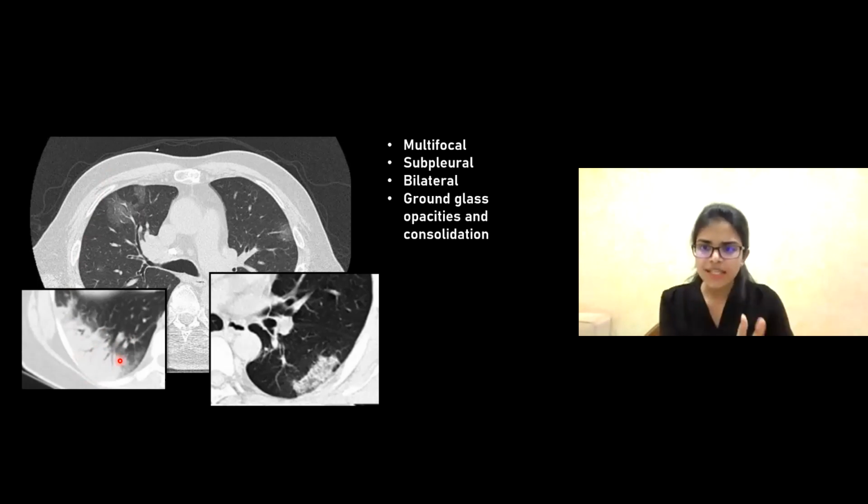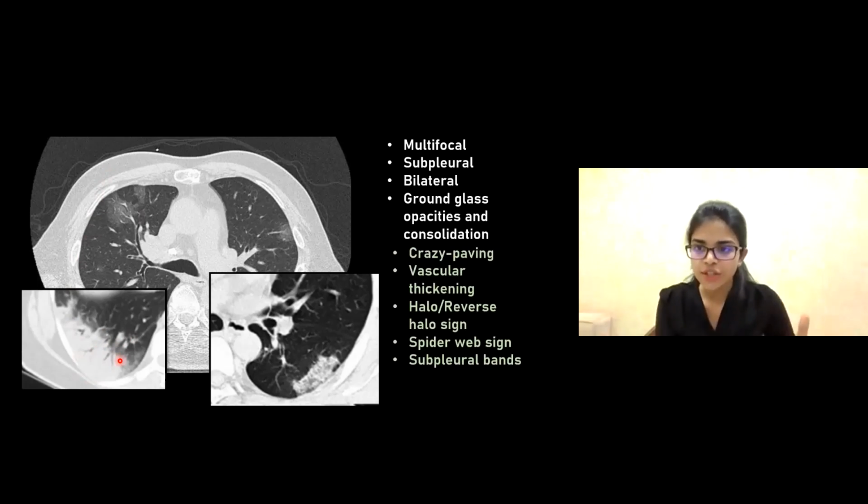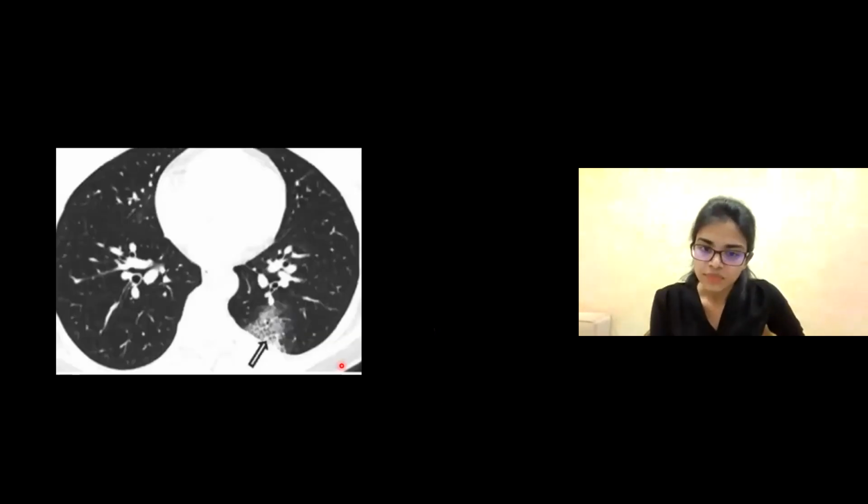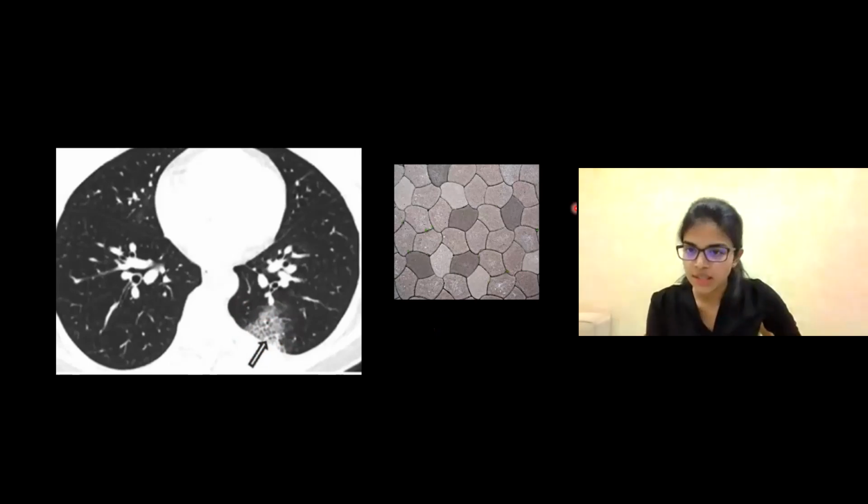Apart from these findings, there is going to be a list of other findings that you see in COVID. We'll see images for each of these and understand them, right? So going on to the next image, here if you can see, there is an area of ground glass opacity, and over that area of GGO, there are multiple thin linear reticular opacities, right? This is called the crazy paving pattern.